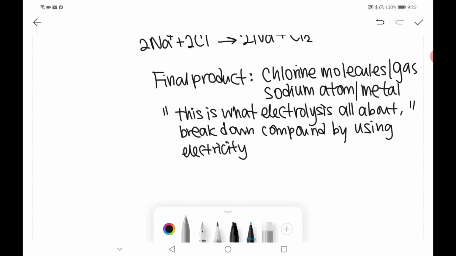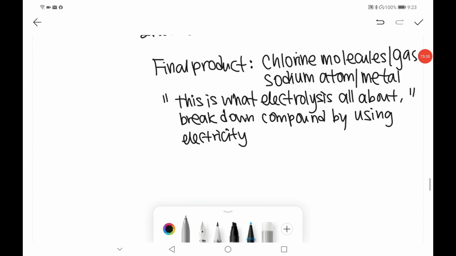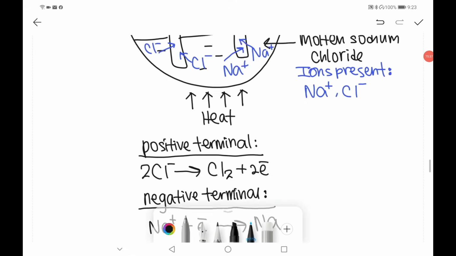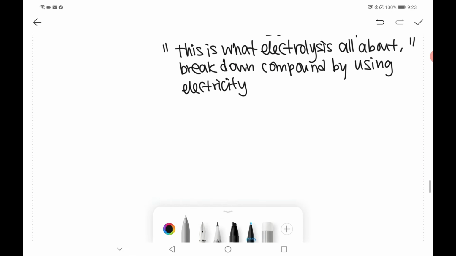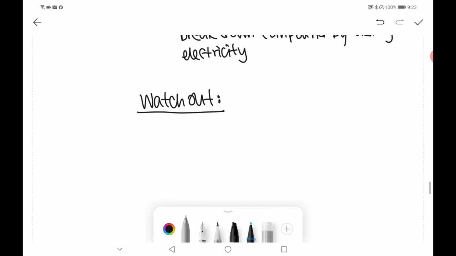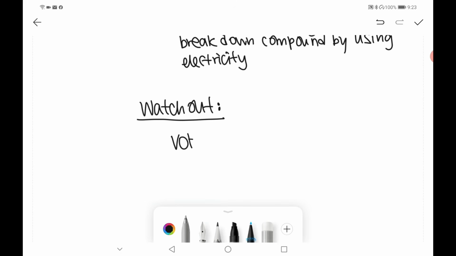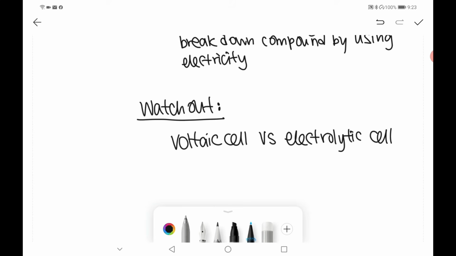The last thing that we need to learn before we move on to another example is that sometimes they will ask us to label the anode and cathode. You need to watch out for this. This is where a lot of students always make mistakes. So now look here. This is the voltaic cell that we learned previously, and this is the electrolytic cell, or we call it electrolysis, that we learned today.